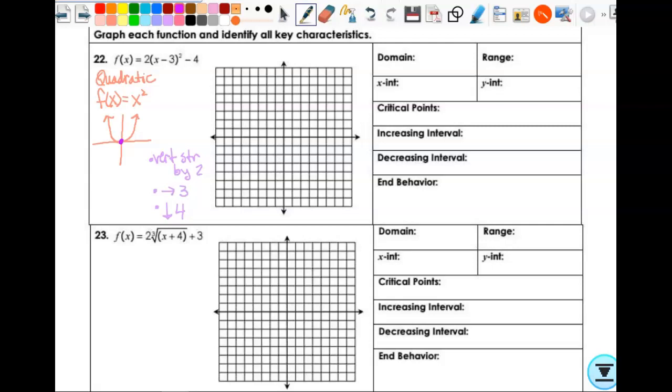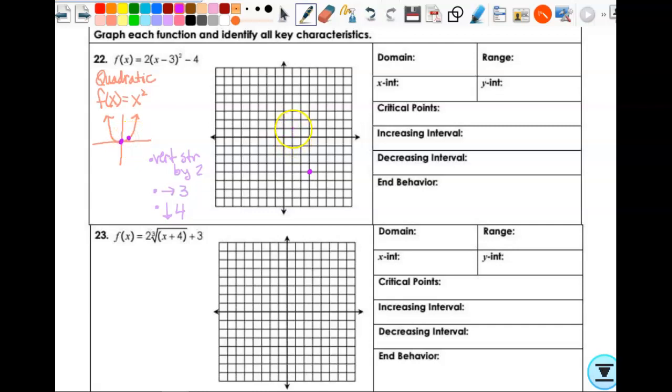Because I'm looking for specific work, you have 5 anchor points. You've got to graph them all. So start at 0, 0. Vertical stretch doesn't do anything. Then I go to the right 3, and I go down 4. Boom. Then I go to 1, 1.